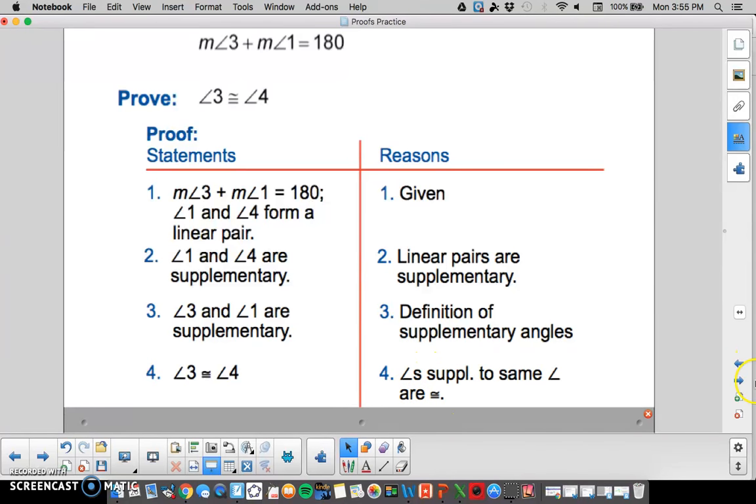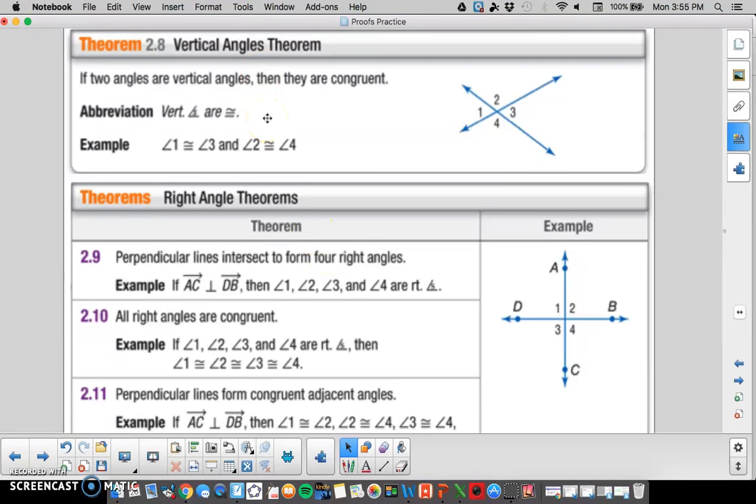Okay, here are some more theorems that we have. The vertical angles theorem. Remember, vertical angles are congruent. So angle 1 and angle 3 are vertical angles here, and angles 2 and 4.